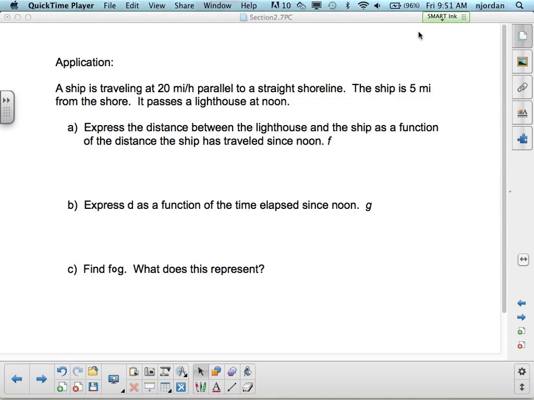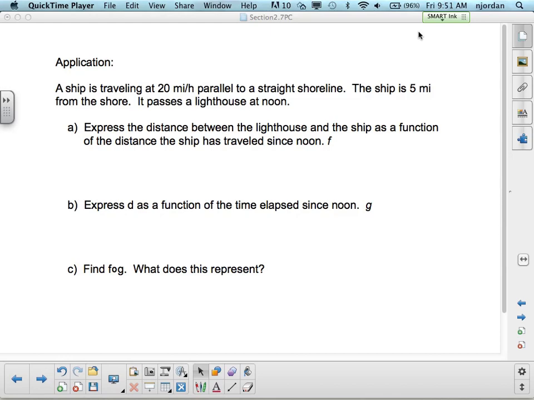I think this one came right out of your book. So this is just an example of when you can use compositions. Some of you might be able to answer this question immediately, part D, but I'm going to do it in parts for us, okay? So we've got a ship. It's traveling at a rate of 20 miles an hour, and that's parallel to the shore. The ship is 5 miles away from the shore, and then it goes past the lighthouse at noon.